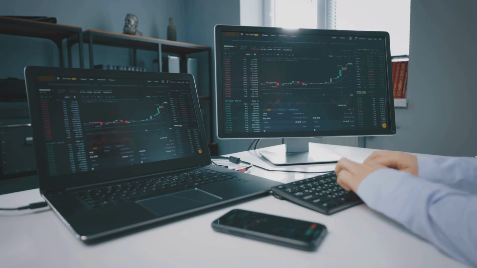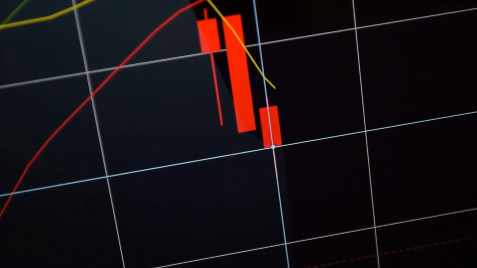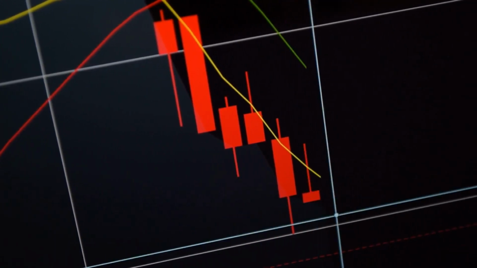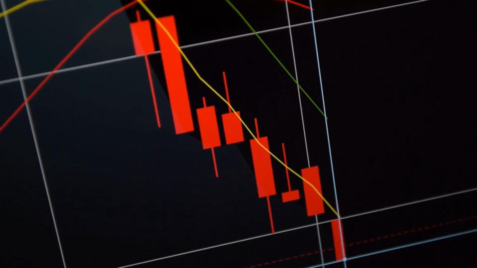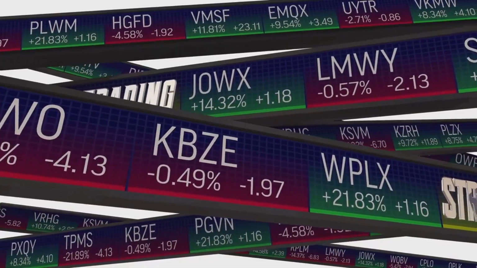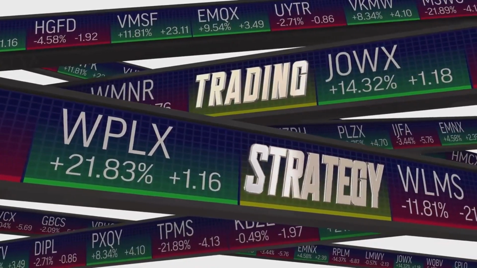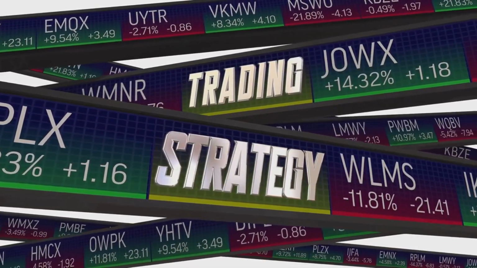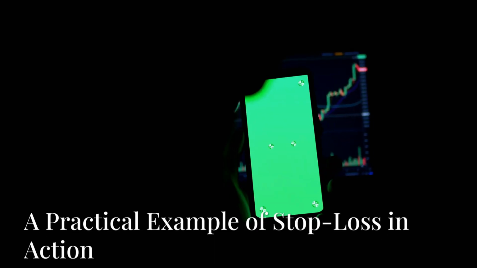being traded. Setting the stop-loss too tight can lead to premature exits from potentially profitable trades, while setting it too loose can expose you to larger losses. Striking the right balance between protecting your capital and allowing your trades room to breathe is key to successful stop-loss implementation.